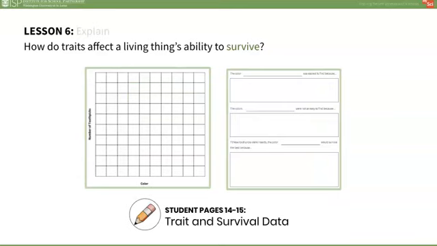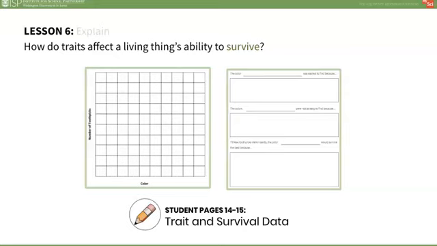In the explain portion of this lesson, give students a copy of Traits and Survival Data from student pages 14 through 15. The students should count their toothpicks and create a bar graph to show the amount of toothpicks found for each color. Discuss with the class the difference between the first bar graph that you do together on chart paper and their second bar graph. Ideally, the colors that are camouflaged will not be found, so there will be less of them represented on the graph. The students should write about the data they collected.